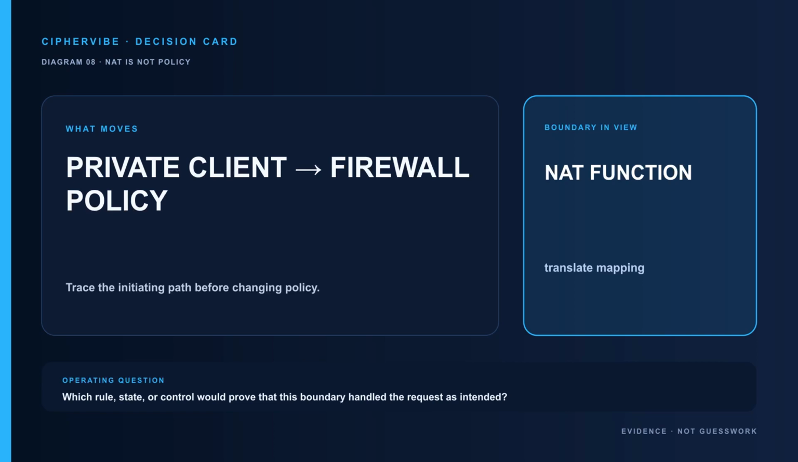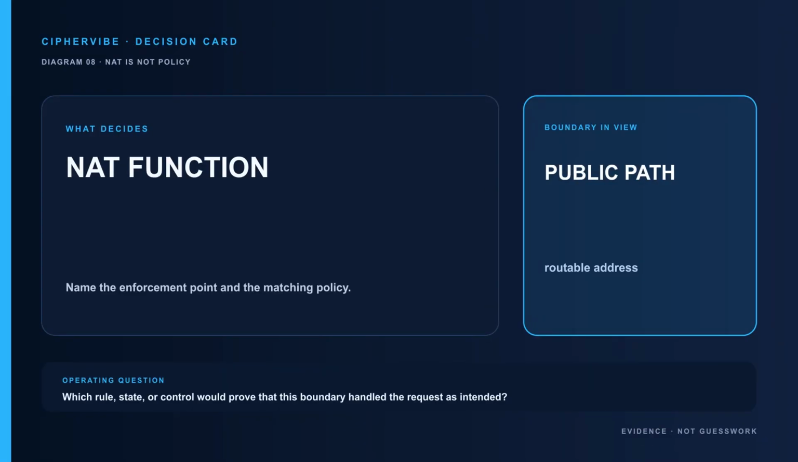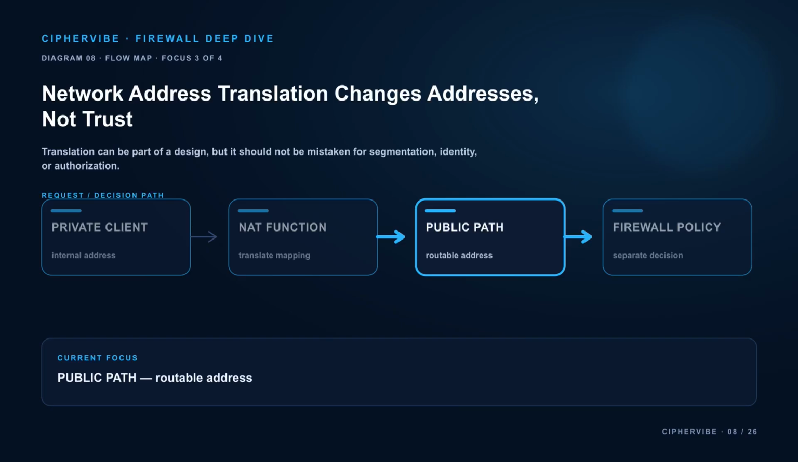Network Address Translation, or NAT, rewrites addressing information so that traffic can traverse between address realms. It may hide private addressing from the public internet, publish a service through a mapped address, or support overlapping environments. NAT is often integrated with firewall products, which leads to a persistent mistake. Translation is not the same as access control.